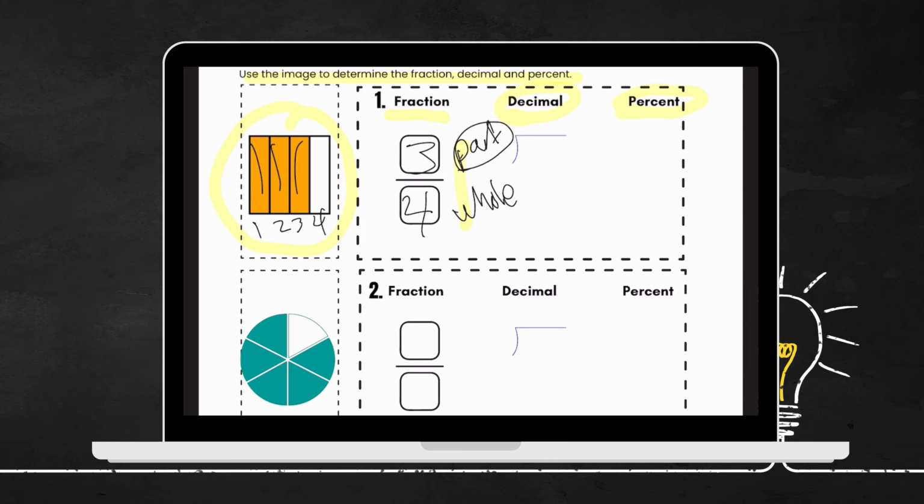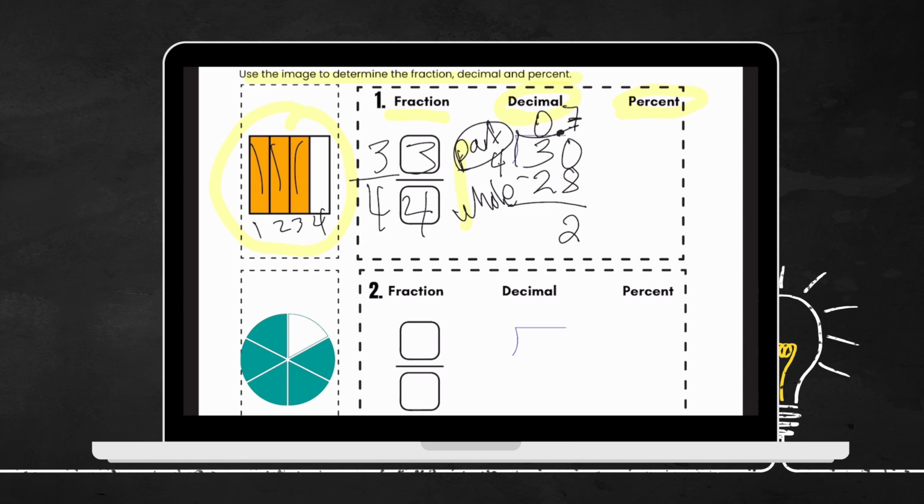And all fractions are division problems. 3 divided by 4. So 4 does not go into 3, so we add a 0 and a decimal point. Drop in our 0. 4 goes into 30 7 times, right? 7 times 4 is 28. 30 minus 28 is 2.